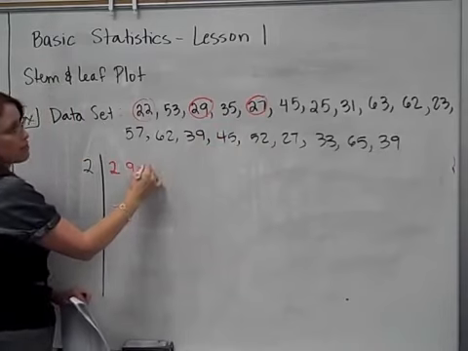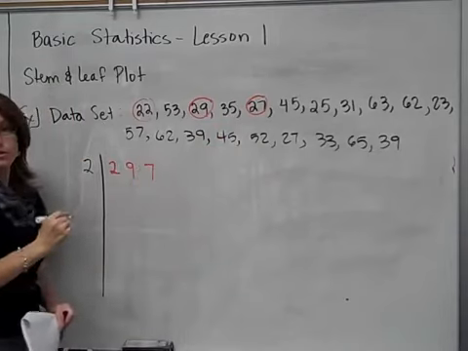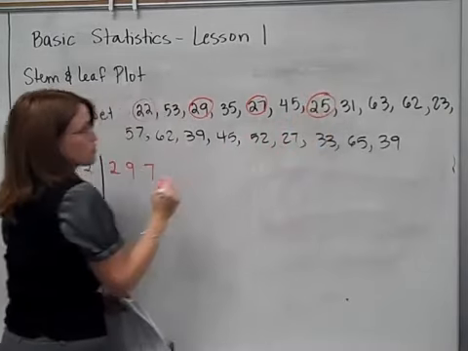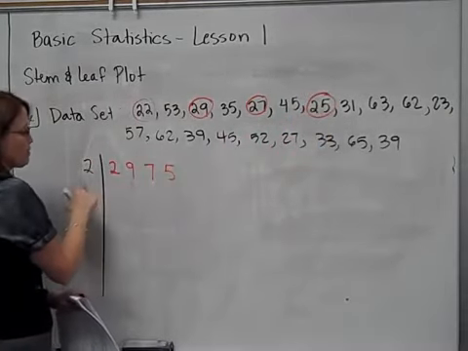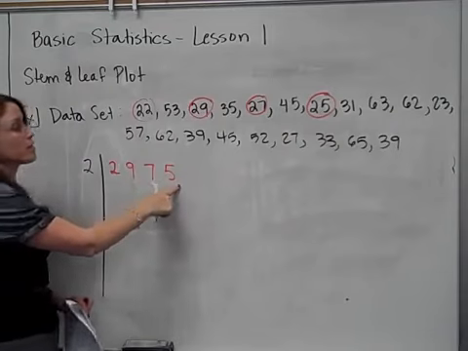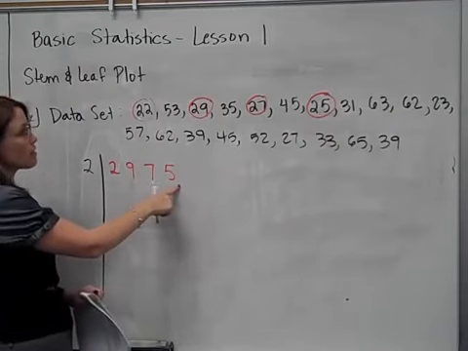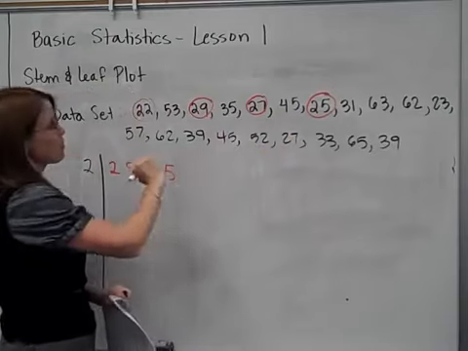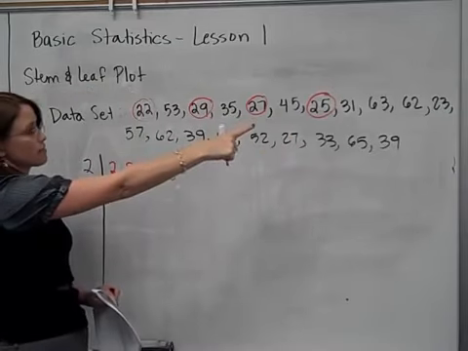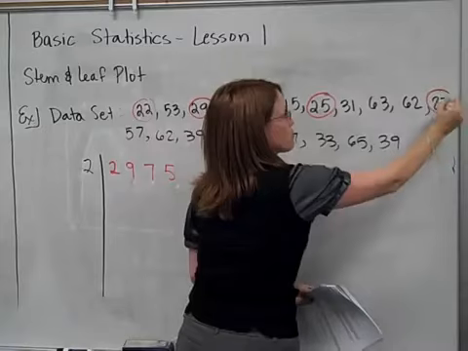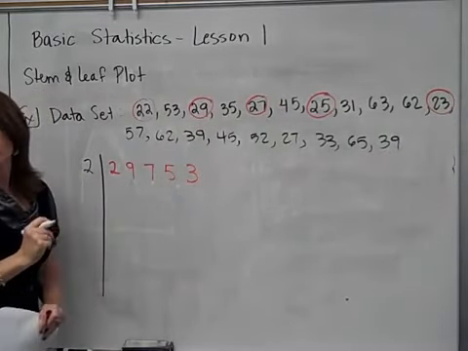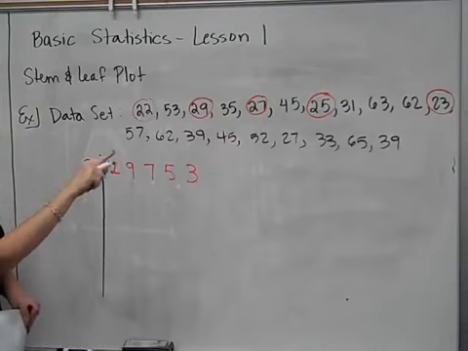What would I write here? A 7. Good. 27. This next one, put a 5. 25. You already have 27. Well, hold on. There's a 23 in there. Yep, there's a 23. I don't want to forget that one. 23. And the only other one I have is a 27.